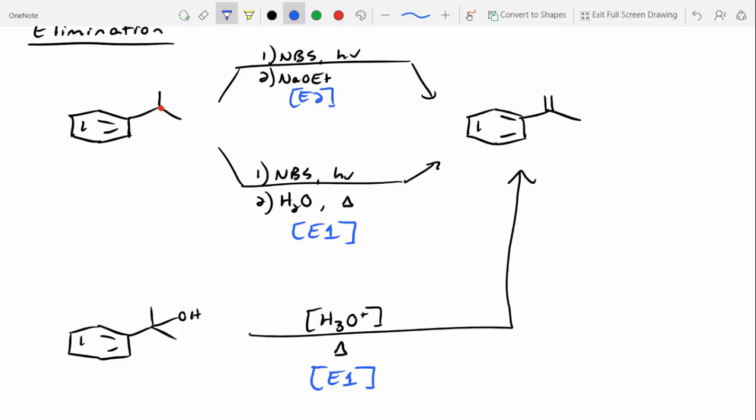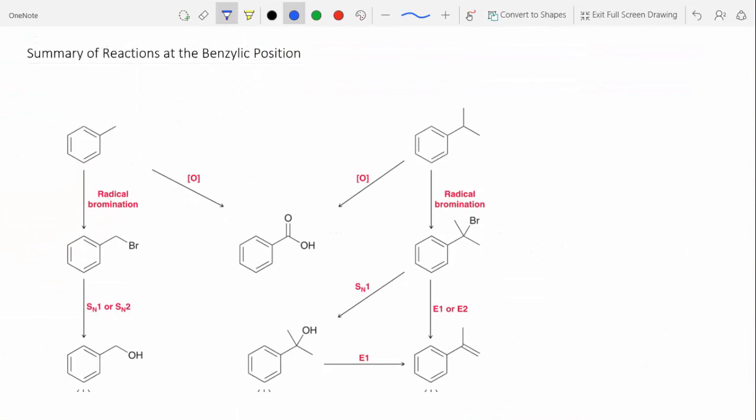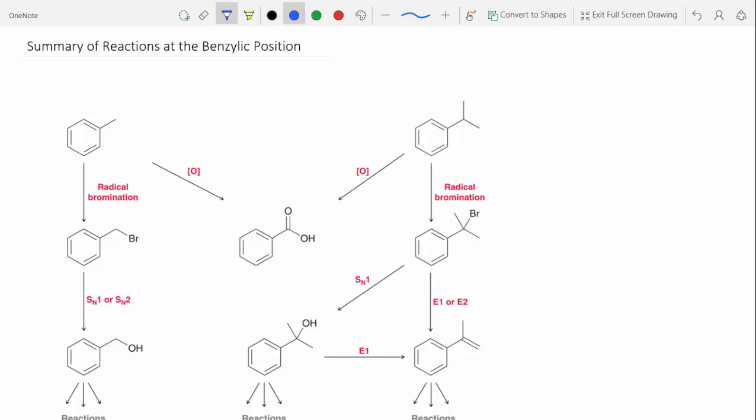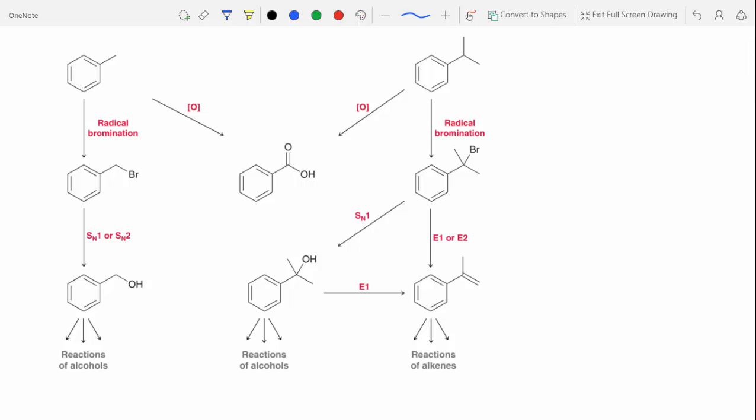Does that make sense? A lot of review. The cool thing with these reactions is they kind of intercept the reactions that we've covered in the rest of the chapter, or the rest of the book for that matter. And I pulled this chart from, I think it was the back of chapter 18 in the Klein textbook, but it shows how this gets linked into other chemistry. So if you look in this corner, we've got radical bromination or oxidation. If we put in a bromine, we can do SN1 or SN2, we can get to an alcohol, and then we can do all of the alcohol chemistry that we covered in a previous chapter.